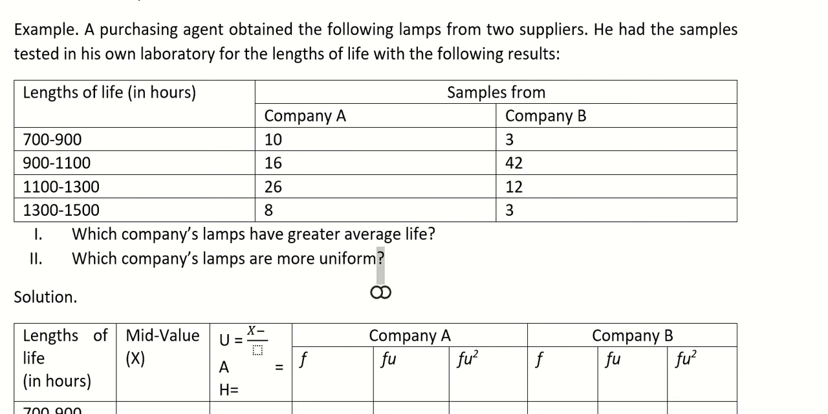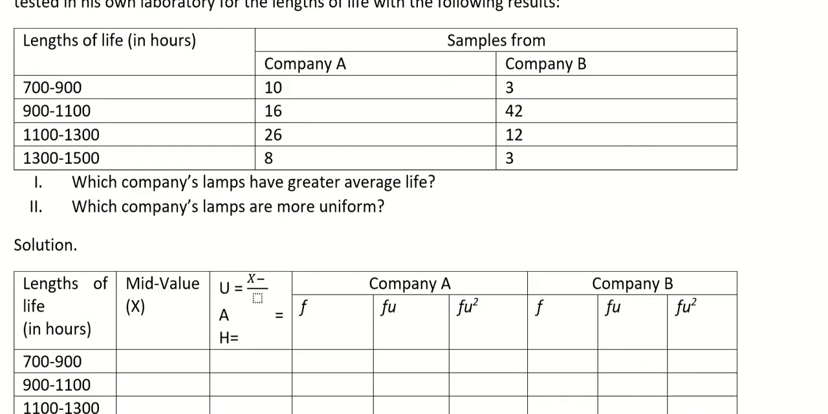Second is which company's lamps are more uniform. Whenever a question asks about uniformity, basically you are checking whether this average life is a good indicator or not. Maybe it is not a good indicator. So to check whether there is variability or not, we check the coefficient of variation. Okay, so let's start with the question here.